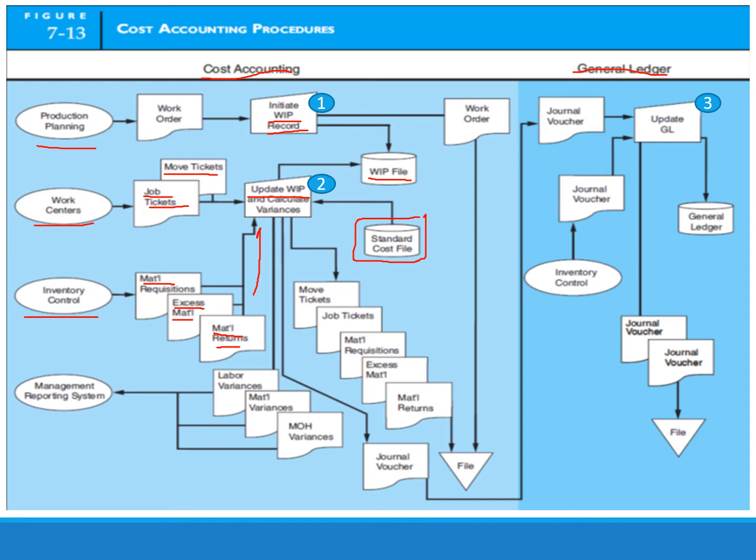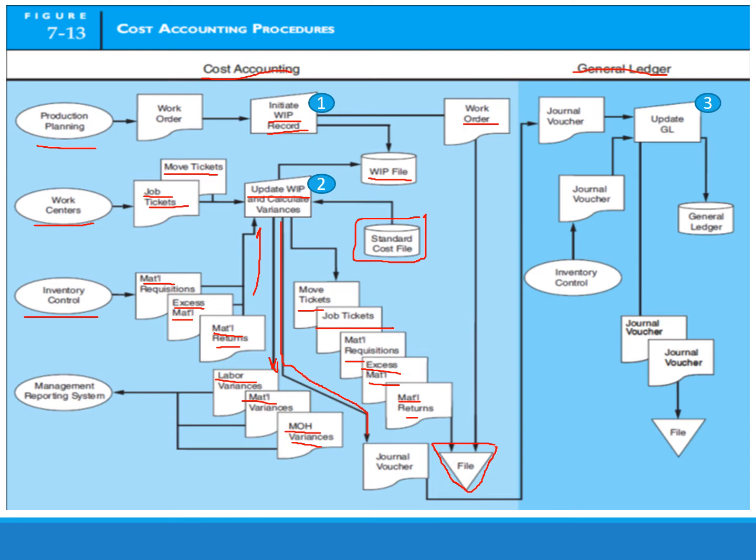So the output of this process, it will update, also it will be filing all of these documents: moving ticket, job ticket, material requisition, excess materials, material returns, as well as the working order. So all of these files, since it is manual, will be filed here in the cost accounting department, and then we will have an update to the general voucher, and also we will have an update to the labor variance, material variance, and manufacturing overhead variance.